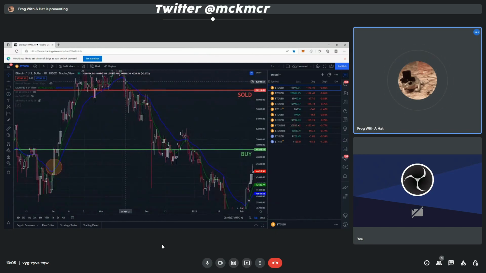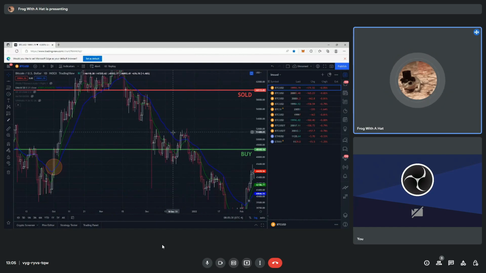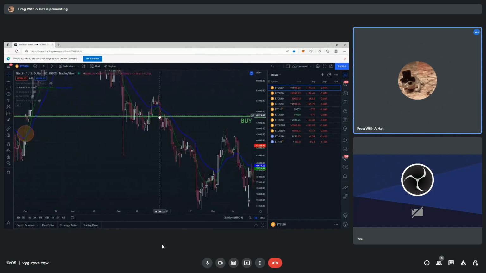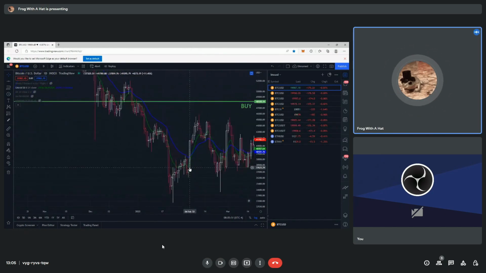Bitcoin was a sell right here, right? We crossed down. We had a few candles over the 21, but we never had a bullish cross. I usually don't buy this unless we get a bullish 8/21 EMA cross. We were still under until February, March 2022.